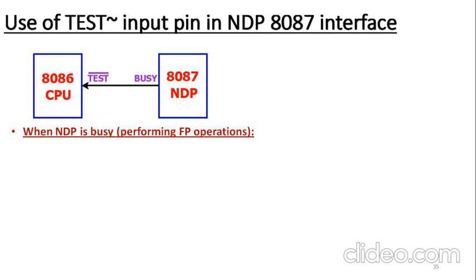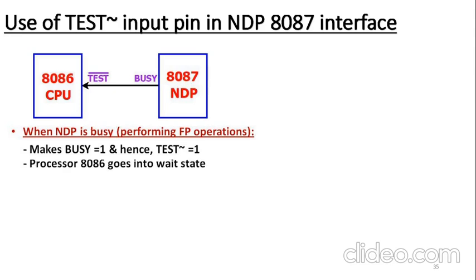Now whenever NDP, the 8087 NDP, is busy performing floating point operation, then what happens here? It makes busy equal to 1. As it is directly connected to test bar input pin of the CPU, it makes test bar also 1. And whenever test bar is equal to 1, processor 8086 goes into wait state. It clearly means that out of these two processors, coprocessor and processor, whenever coprocessor or NDP is busy performing operation, processor will be in wait state.